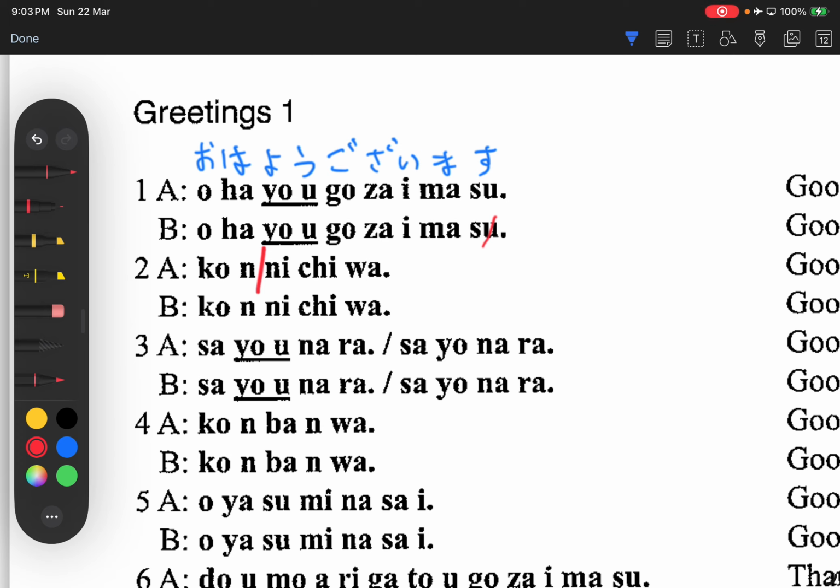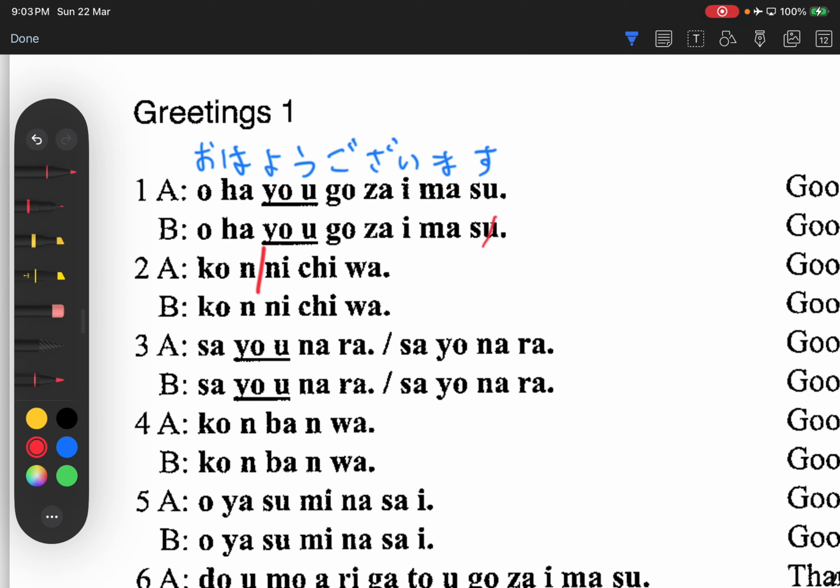Number three, sayonara. Sayonara. The RA at the end, please don't pronounce it with an English R sound. We are not Americans or Australians. So sayonara.